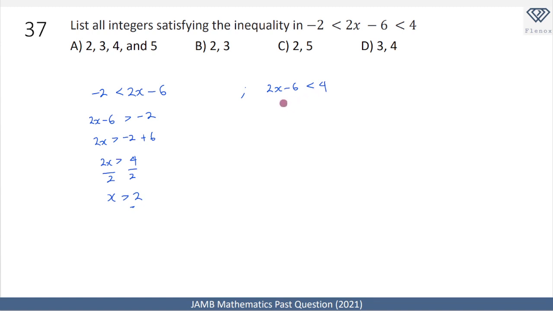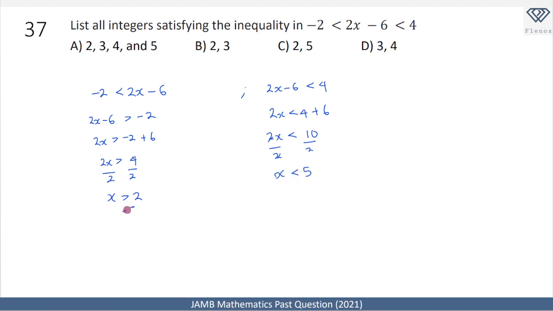Now the second part. When I take the 6 to the other side, 2x must be less than 4 plus 6, so 2x must be less than 10. When I divide both sides by 2, x must be less than 5. So this is the solution.